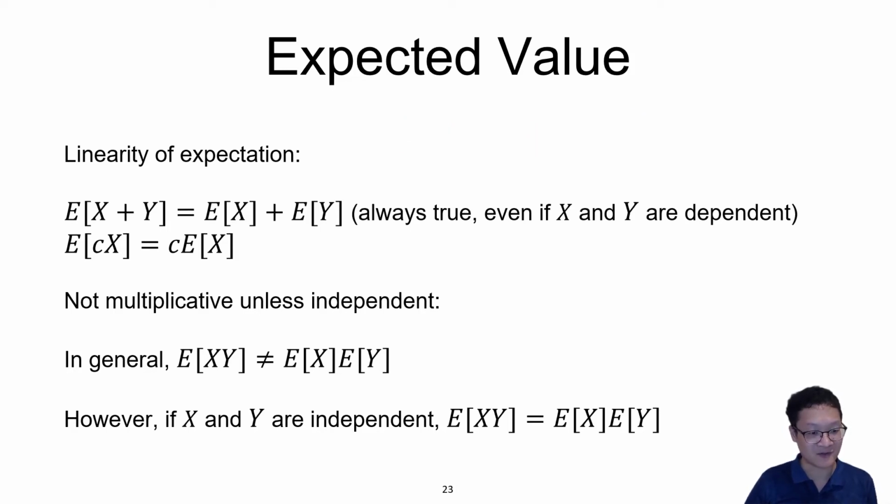We have to be a bit careful. When we have two random variables multiplied together, the expectation of the product is actually not the same as the product of the expectations. So this is not true. If x and y are independent, then this is actually true.